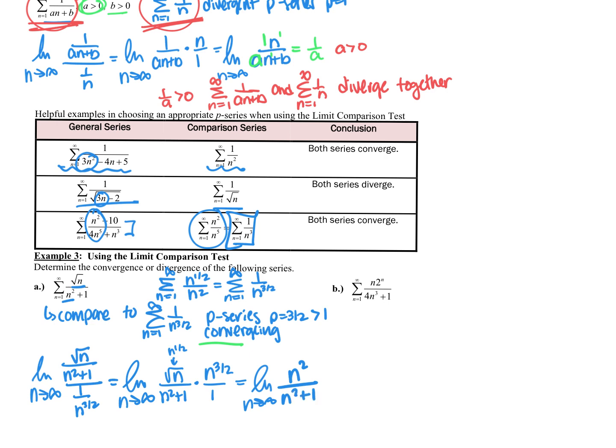And now this is a really nice and easy limit because these are the same degree, so we'll look at the ratio of the leading coefficients as we go to infinity to find the limit. Those are growing at about the same rate. So this limit will be equal to 1. And this is positive and finite, so this is greater than 0 and finite.